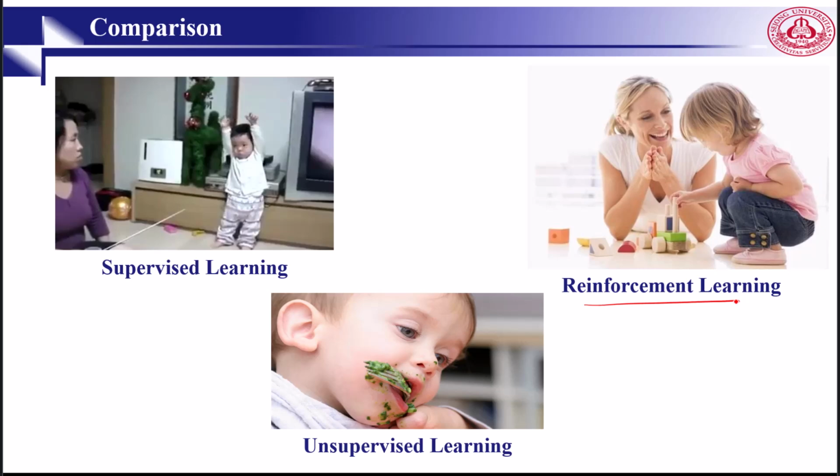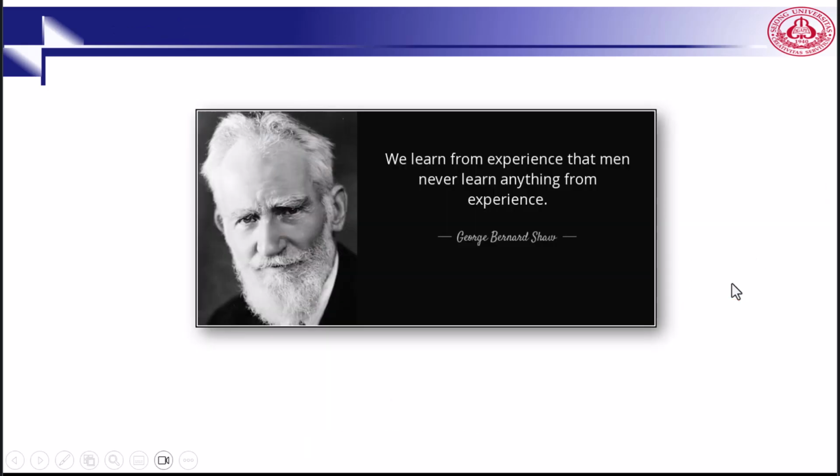So reinforcement learning differs from supervised learning in that in supervised learning, the training data set has the answer key with it, so the model is trained with the correct answer itself. However, in reinforcement learning, we don't have the answer, but the reinforcement learning agent decides what to do to perform a given task. In the absence of a training dataset, it is bound to learn from experience.